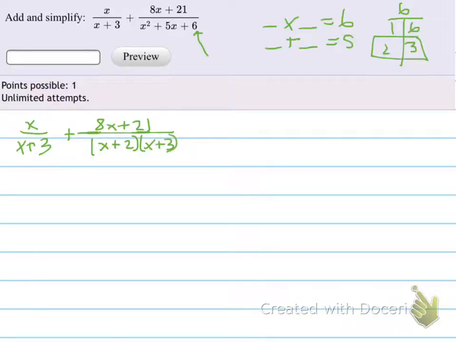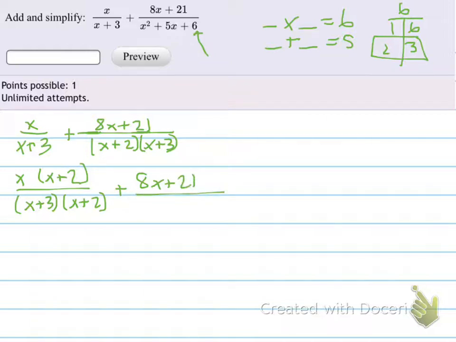Now we can see that the second term already has the least common denominator. We just need to multiply the first term by x plus 2 on the numerator and the denominator, x plus 2 over x plus 2. 8x plus 21.